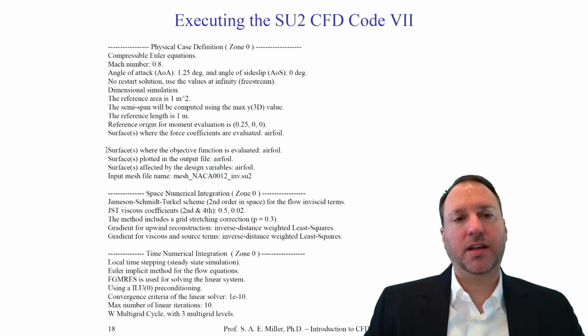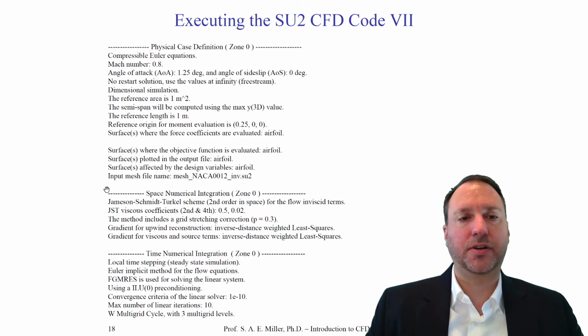There's a surface in the grid file called airfoil, and that's where we'll be evaluating lift and drag. The input mesh file, which is specified in the configuration file if you inspected it, is called mesh_NACA0012_inv.su2. This file is specified in the configuration file, and it's telling the CFD solver to read it. So in the configuration file, you should have this command for the grid file. If SU2_CFD cannot find this file, it'll crash and stop because you've told the code to read the file, but it's missing. That's why it's so important to verify all the files are present in the run directory.